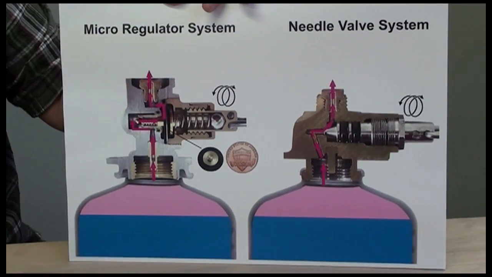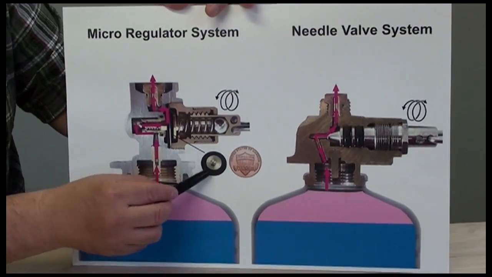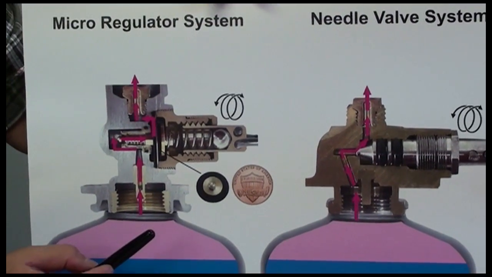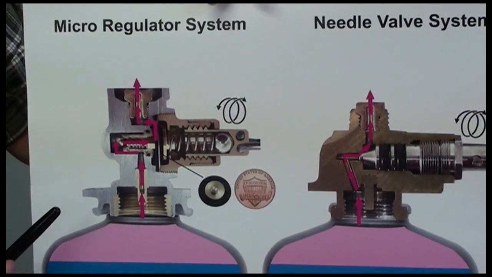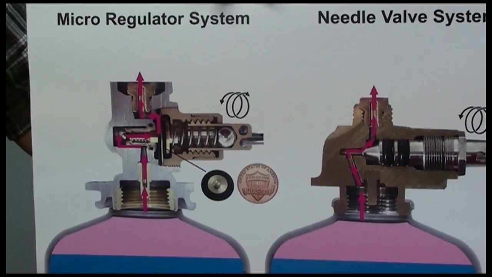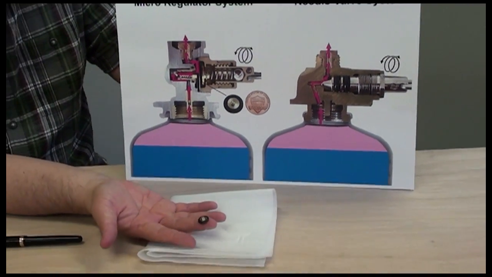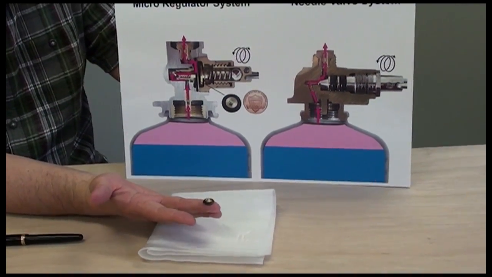Inside the microregulator, we have a diaphragm. The size of the diaphragm is smaller than US penny, and it's very lightweight. As you can see on my tip of my finger, it's a very small product.